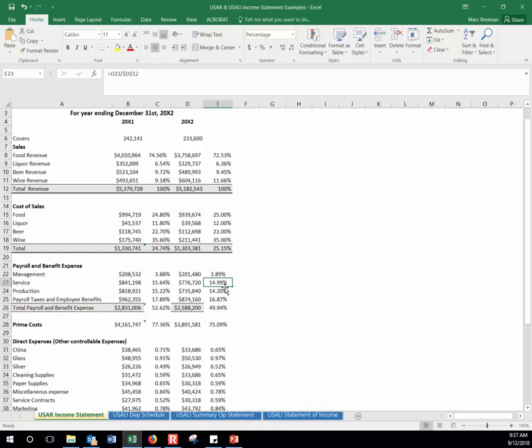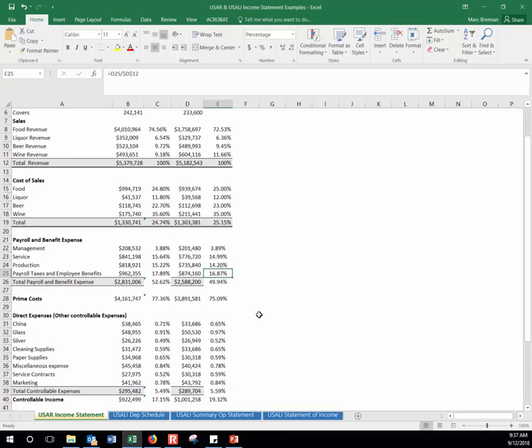So we actually brought down our labor expense. Our service went from 15.64% to 14.99%. Our production went down. We saved 1 point there, bringing it down from 15.22 to 14.2. And same thing with our payroll taxes and benefits. So what this means is that we controlled our labor much better this year. Management stays the same, but we brought down our labor costs.